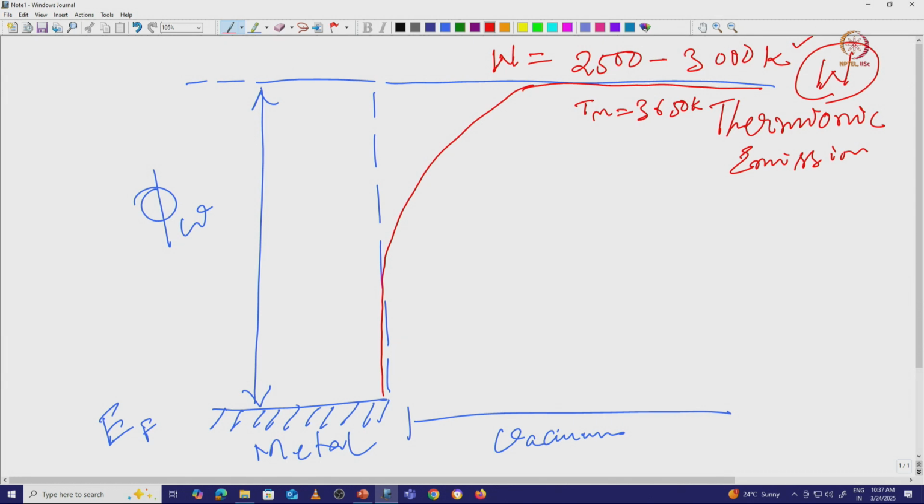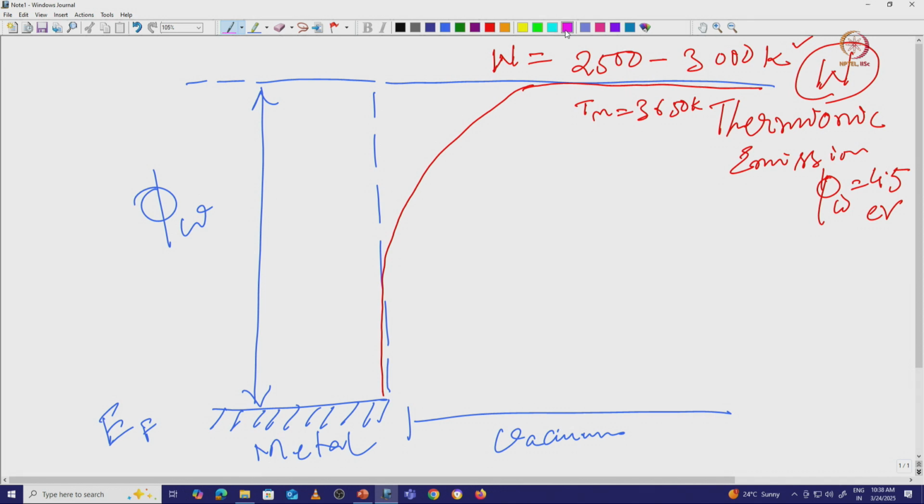So what is the work function value? It will be almost 4.5 eV.